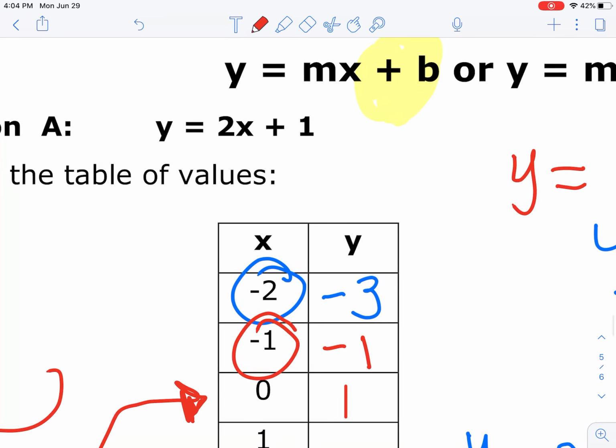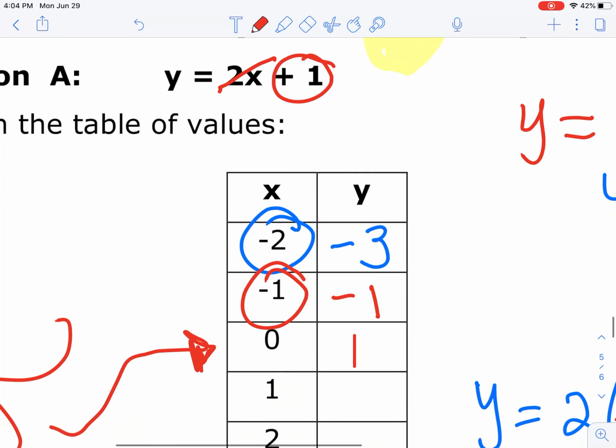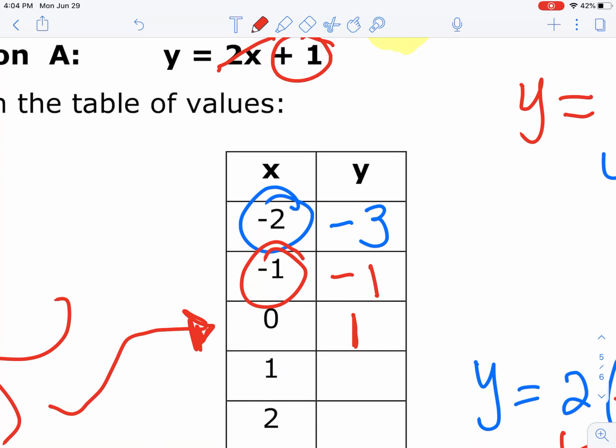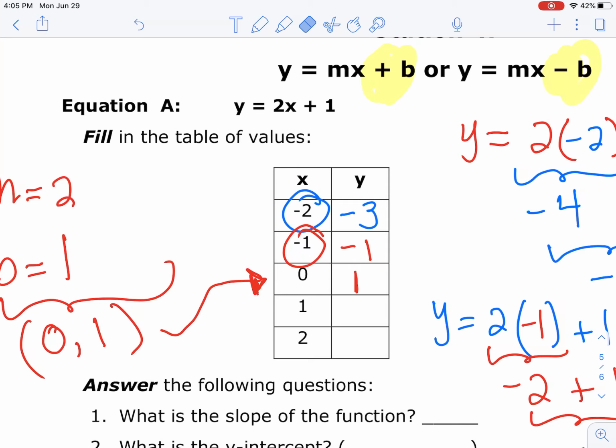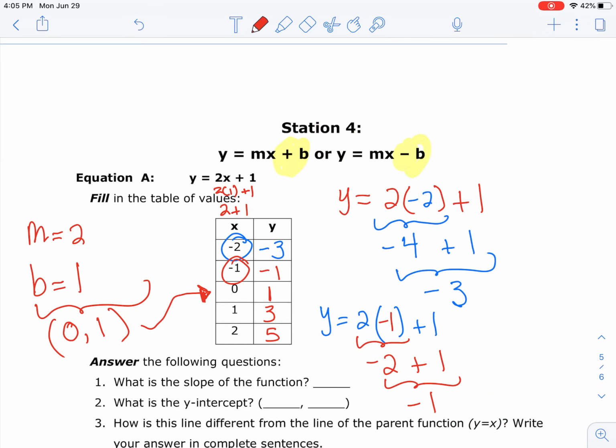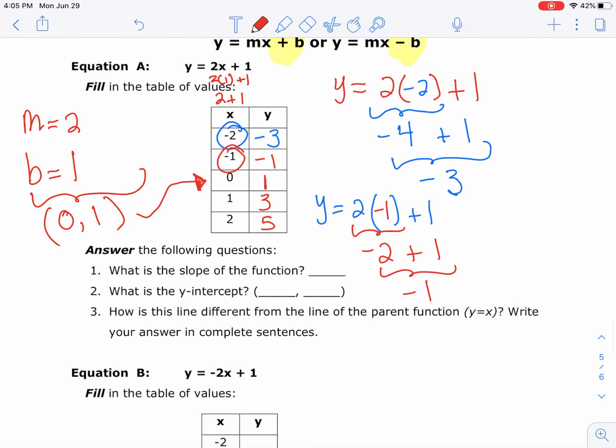When x is 0, 2 times 0 is 0. You're just left with a positive 1. And sure enough, that's what we got for our y-intercept. All right, so now we're going to just plug in these last two. 2 times 1 is 2 plus 1 gives us a 3. And then finally, 2 times 2 is 4 plus 1 gives us a 5. All right, so that's just kind of how we would show some work here.